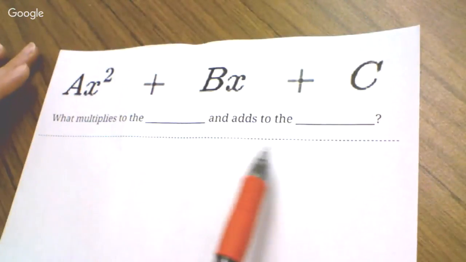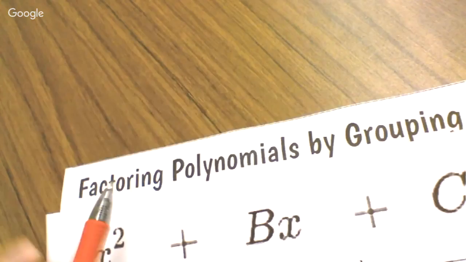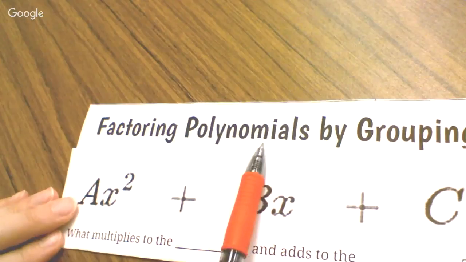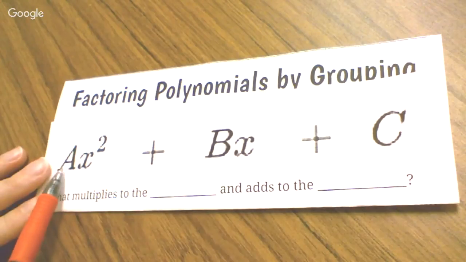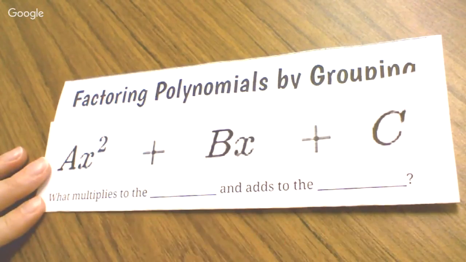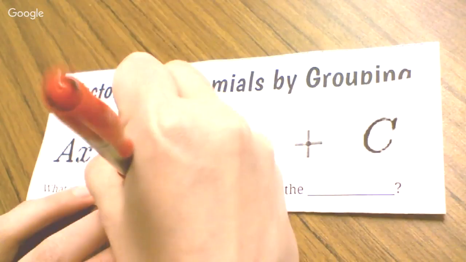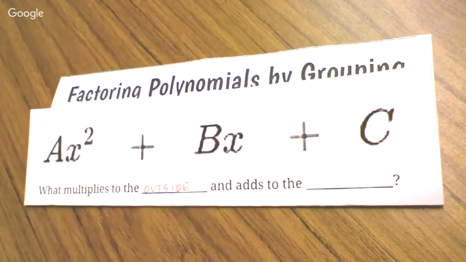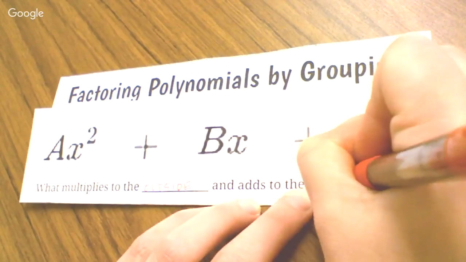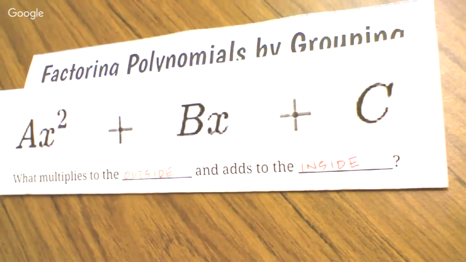All right, so you're going to take that part of the dotted line, and we're going to fold it. To that, we should be able to see our topic for today, which is factoring polynomials, specifically by grouping. So a polynomial is a case where we've got something like ax squared plus bx plus c. What we're going to be doing is asking ourselves what multiplies to the outside and adds to the inside. So it multiplies to the outside and adds to the inside.